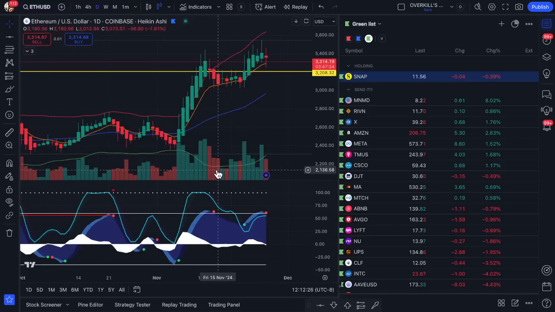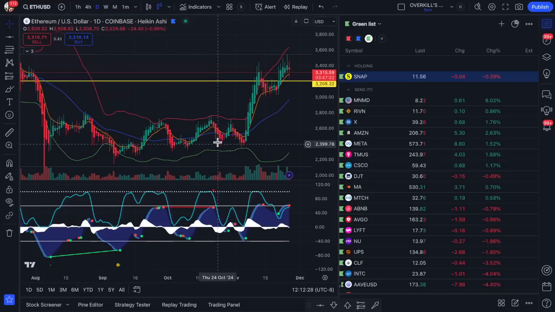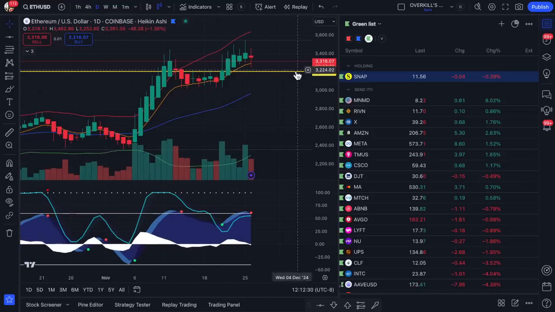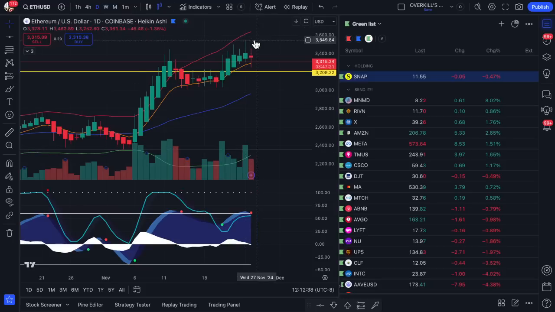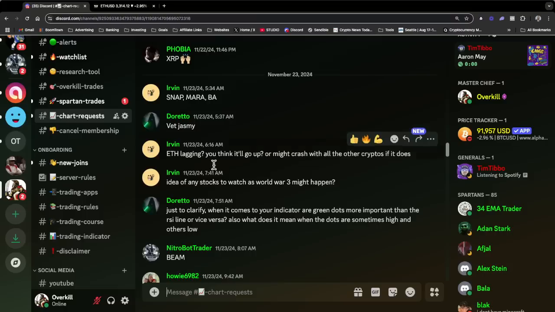I don't know if it's going to break out or not. It all just depends on who's buying it. But 32 is going to be a big level, so set your stop loss there on Ethereum. Looks like they had some news today. It looks like it got rejected at 36, so I would love to buy it again closer to the mean. I don't know if it's going to come down there, but 3,200 is going to be the level to watch on ETH.